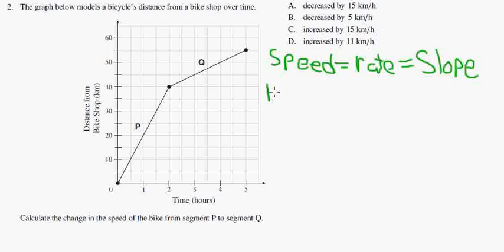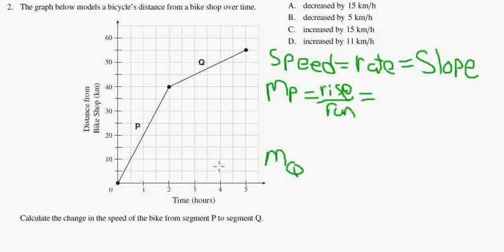That requires us to calculate two slopes, one for P and one for Q. Now, to calculate the slope is just rise over run. We can do this for both P and for Q.